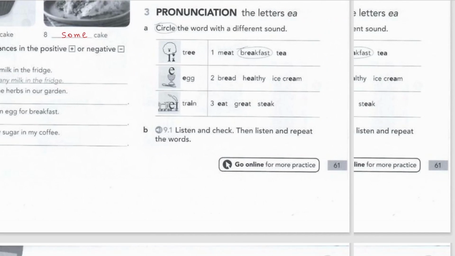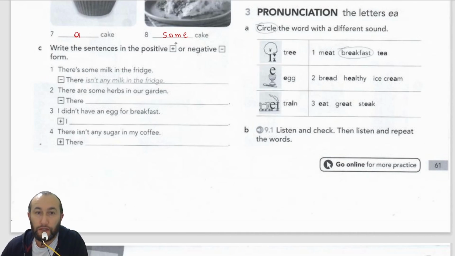C, write the sentences in the positive, which is plus, or negative, which is minus, form, right? So the first one, there is some milk in the fridge. Because it's a positive, we use some, right? And for negative and question, we use any. So negative, there isn't any milk. Because of negative, we're using any. So some changes to any when we change from positive to negative, guys.